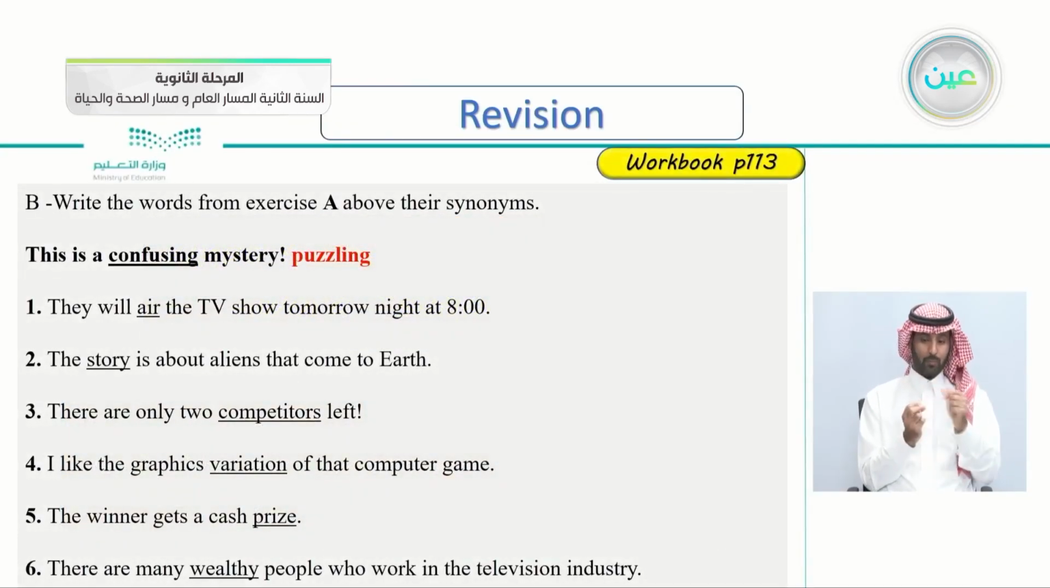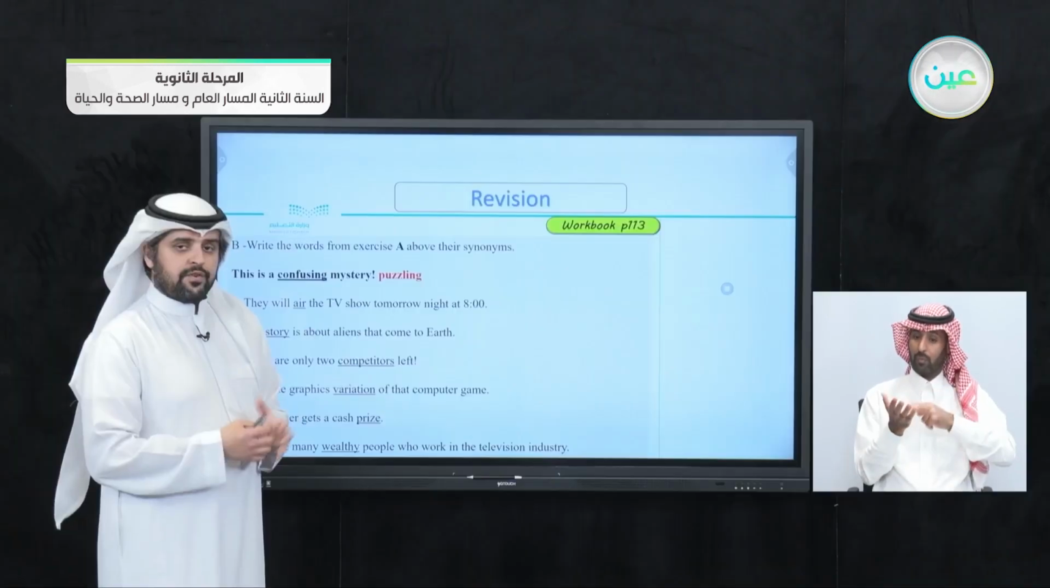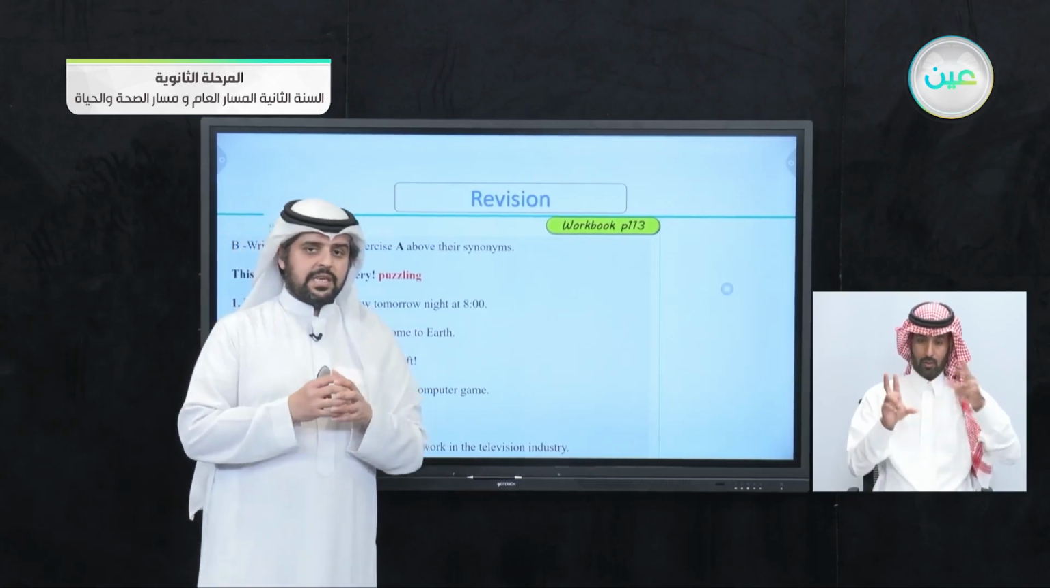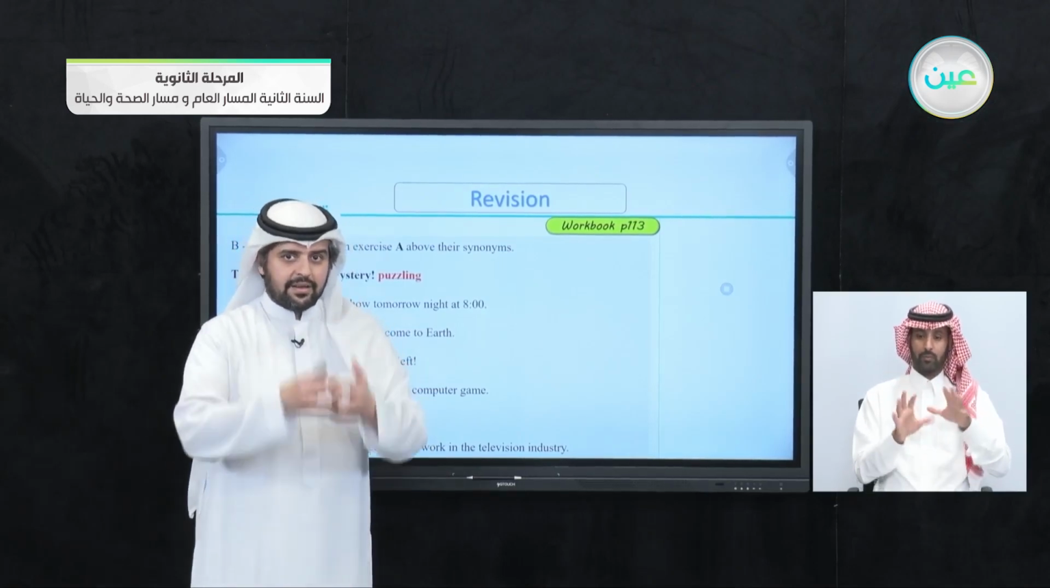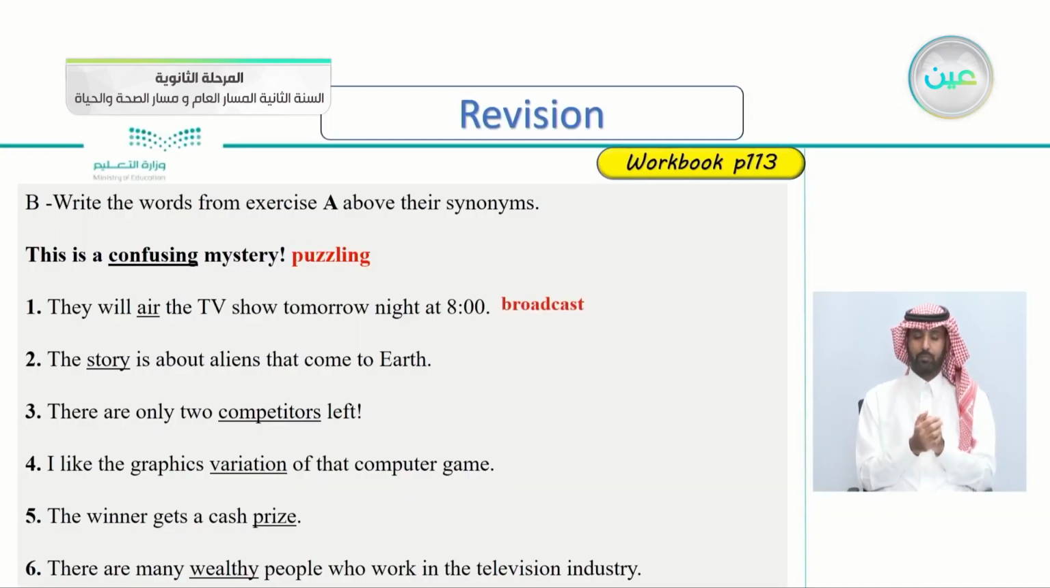So let's continue with our exercise. The first one is already done for you. This is a confusing mystery. The synonym for confusing is puzzling. You can say this is a puzzling mystery. So let's begin with number one. They will air the TV show tomorrow night at 8. And air here is a verb. So from exercise A, what's the synonym for the word air, a TV show? Yes, that's correct. It's the word broadcast. Number two.